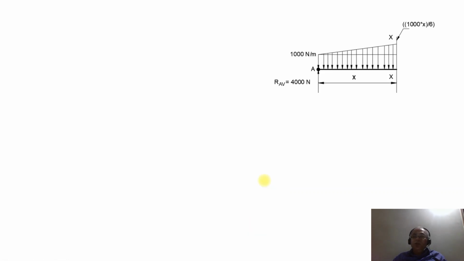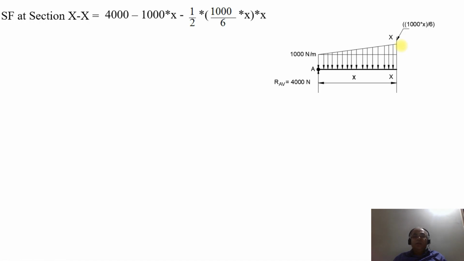Now once you get that, you will incorporate that on both the UDL and the variable load. So we are considering the section now. Considering the SF at section XX, what will be the shear force? Shear force will be equal to 4000 minus 1000 into X minus the area of the triangle. So the area of the triangle is half into height, which is 1000 into X by 6, into base, which is the length X.